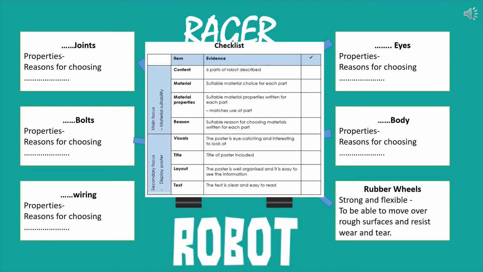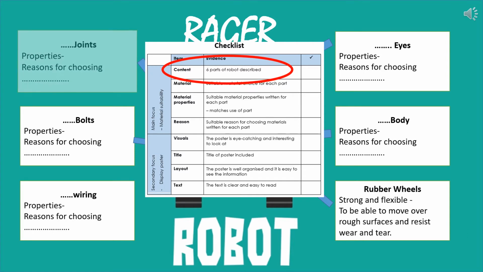Check my poster against the checklist to make sure everything is perfect. For the first item, the content. Have I described 6 parts of the robot? 1, 2, 3, 4, 5, 6. Yes, I have. I can do check.